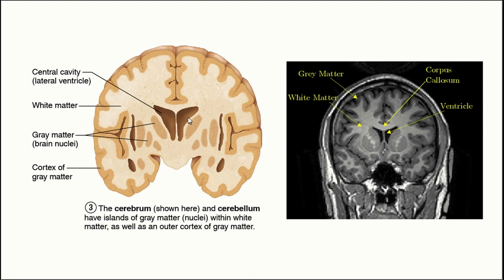The cavities that you see here in these diagrams and in this MRI or CT image are actually small fluid-filled spaces within the brain that are referred to as ventricles. And we'll talk about those towards the end of the chapter when we start to wrap up our overview of the brain structures.